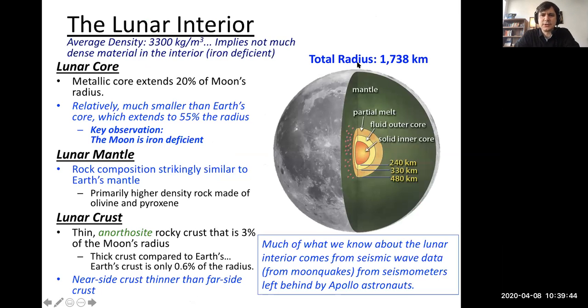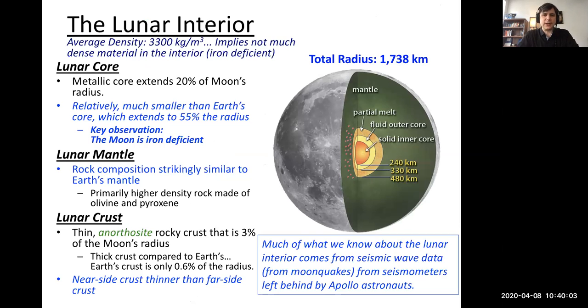So from center to the surface, the moon has a radius of 1,738 kilometers. We'll start from the center, moving outward. The core of the moon extends to 20% of the way to the surface. So it's 20% of the moon's radius.